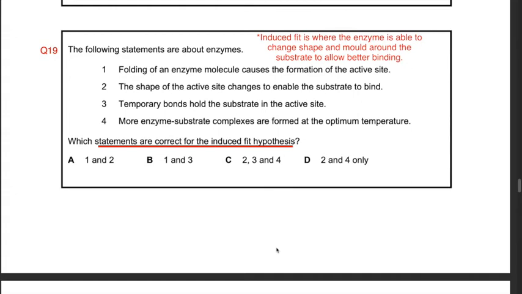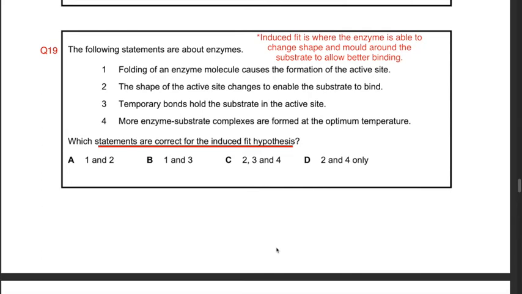Induced fit is where the enzyme is able to change shape and mold around the substrate to allow better binding. Therefore, statement 1 is incorrect because folding of an enzyme molecule causing the formation of the active site doesn't describe the induced fit. It just describes the general formation of an enzyme molecule, not the induced fit specifically. Therefore, answers having 1 in them are incorrect. Let's look at answers 2, 3 and 4. Well, all the other statements, that is 2, 3 and 4, are correct.